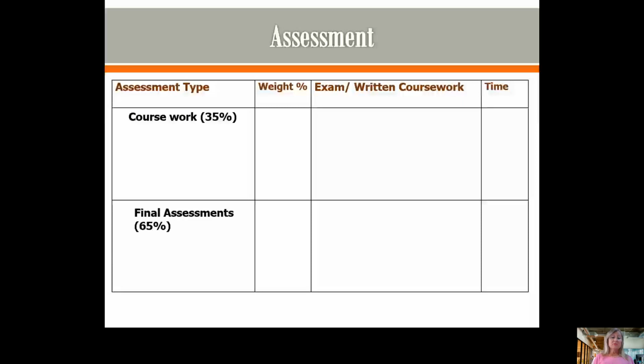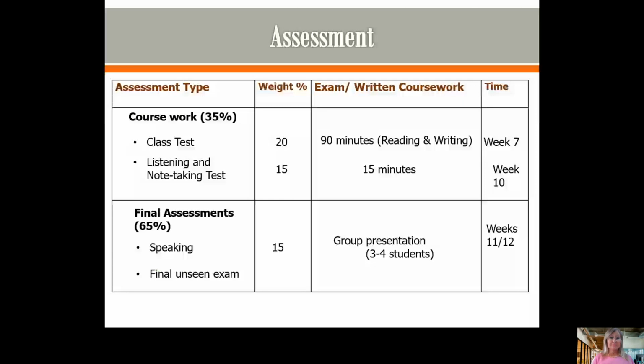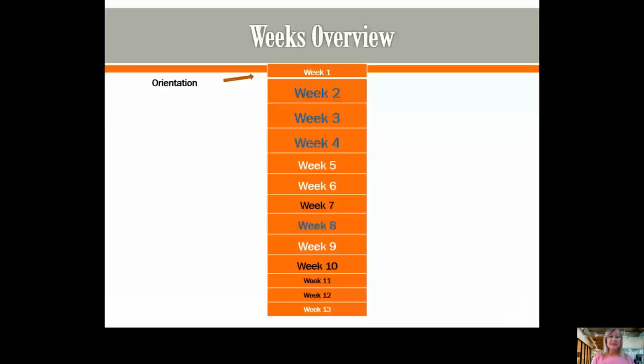With the assessment, there's the coursework and the final assessment. Coursework 35% and the final assessment 65%. Coursework includes class tests in week 7, counts for 20% of your mark, and then the listening and note-taking test in week 10 counts for 15% of your mark. Final assessments includes speaking, which is a group presentation, weeks 11 and 12, 15% of your mark, and the final unseen exam. Okay, and it's out of 50% and a 2-hour exam that includes reading and writing.